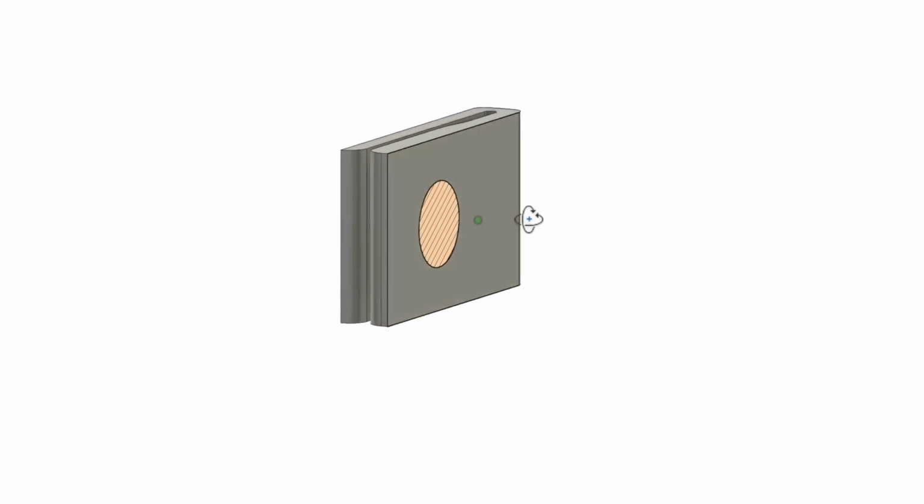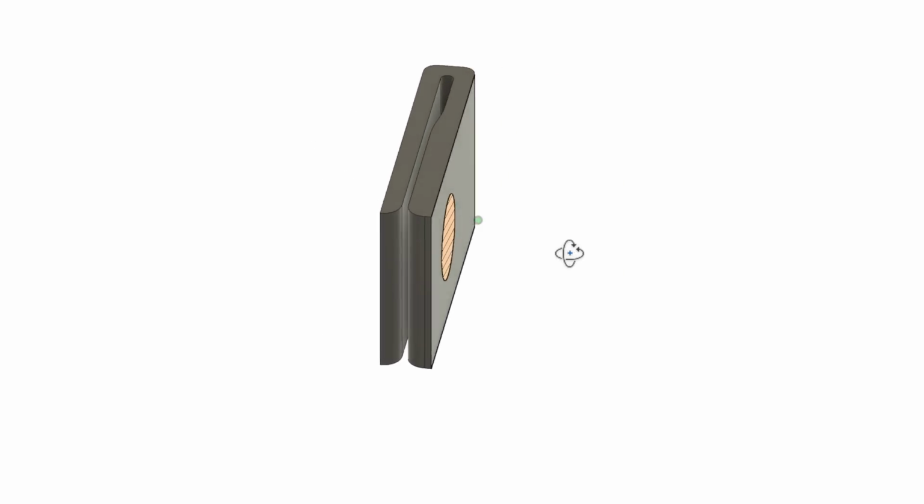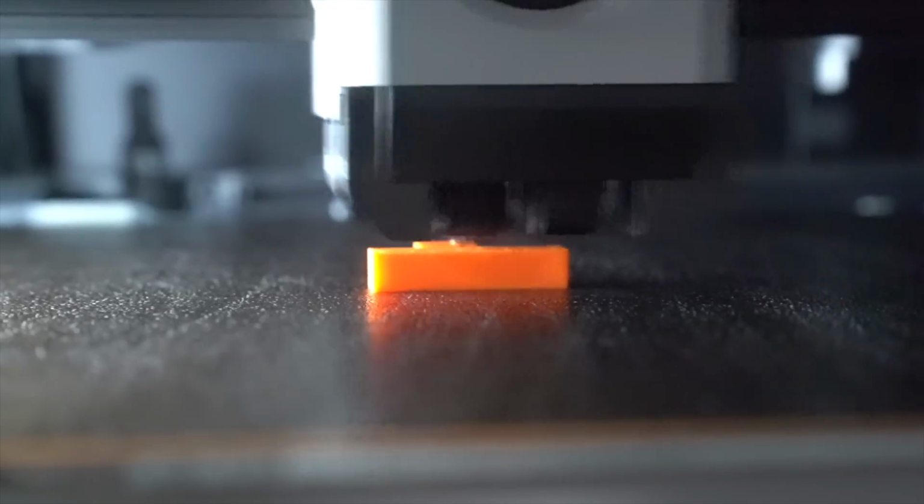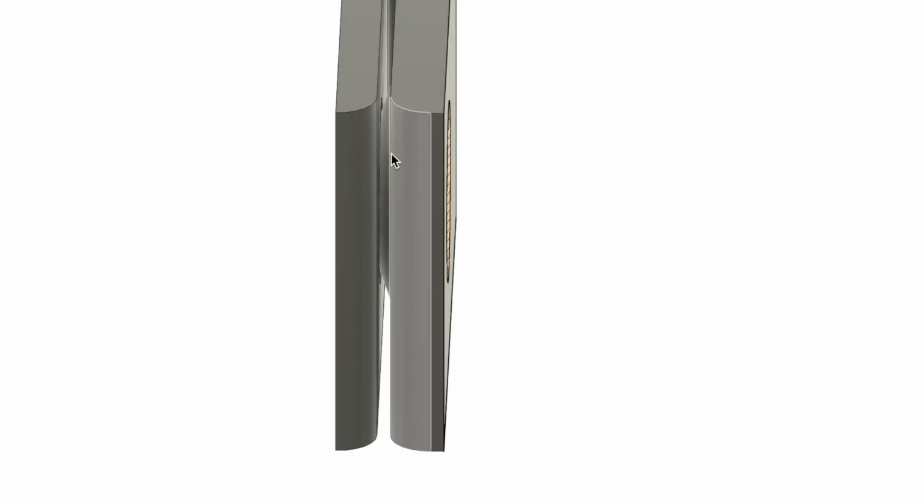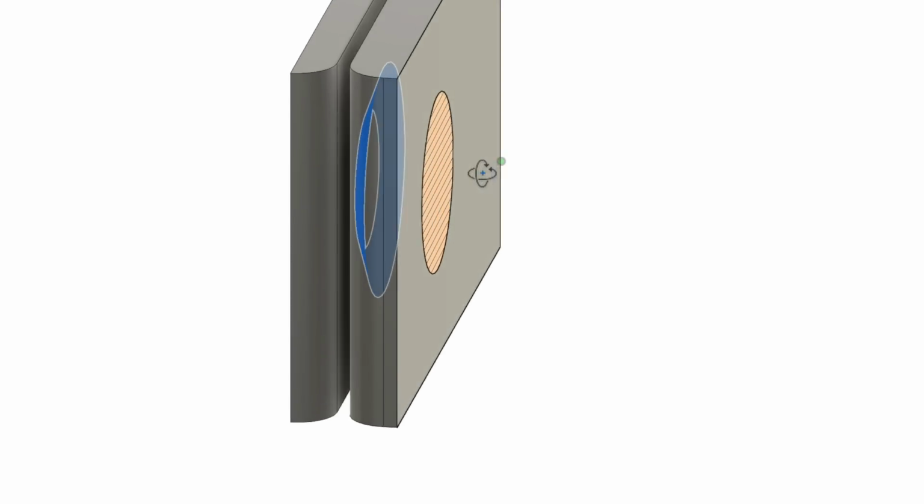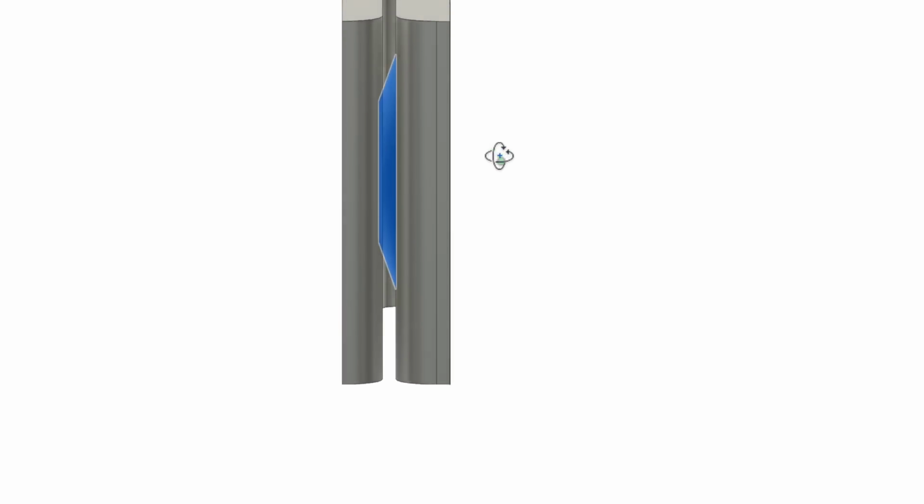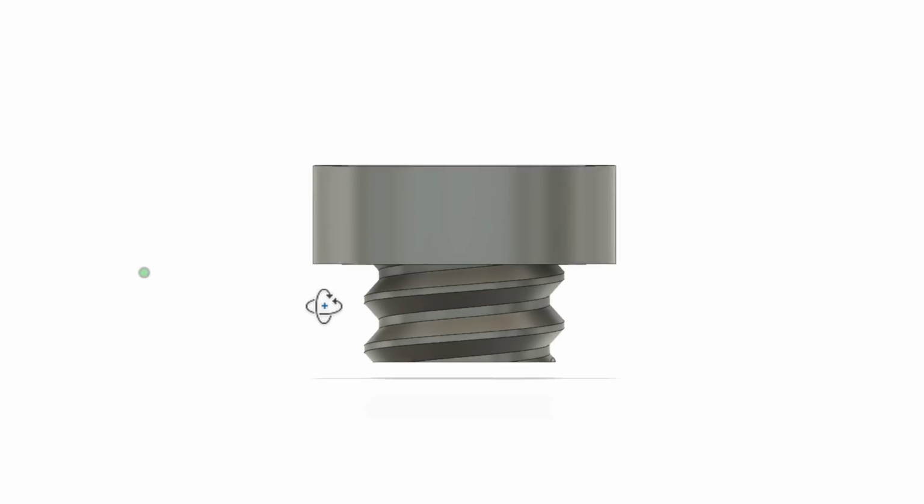All right, so we know we want to print the clip portion of this sideways like so, so it's strong. And to make the clip actually clip onto the picture, I added this internal bump right here. It's a little difficult to see, but this allows there to be pressure onto the image so it doesn't slide out of the clip. In engineering, there are a lot of things you have to consider.